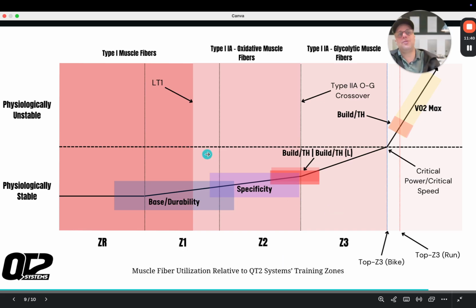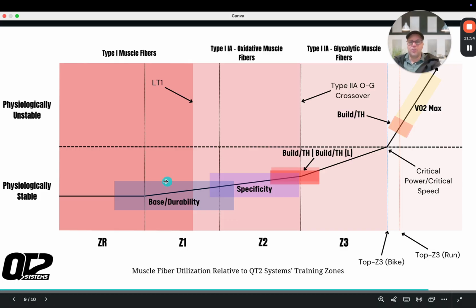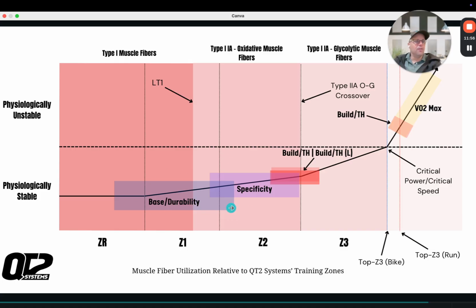And then back to our original slide. This aims to take the training implications and put them across our training zones and muscle fiber utilizations. So, a base durability block or phase of training would be for the athlete who has a balanced physiology with a durability limiter. We'd be working on intensity ranges from zone R all the way up to low zone 2.